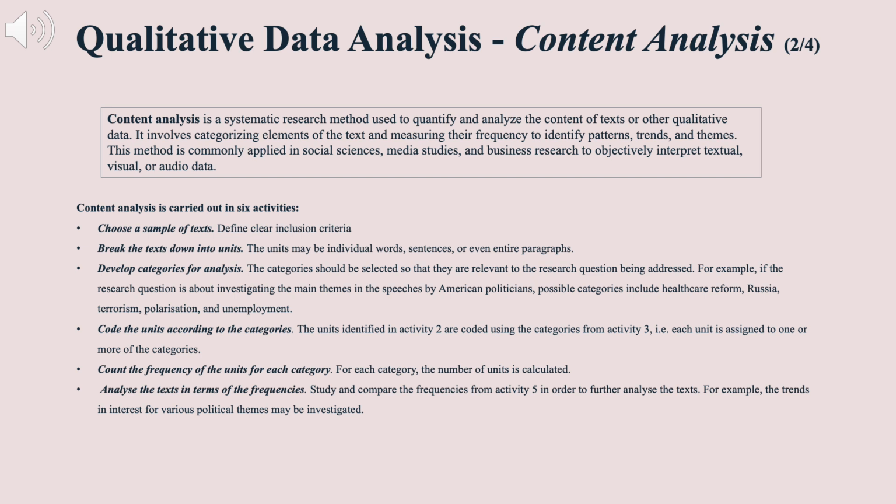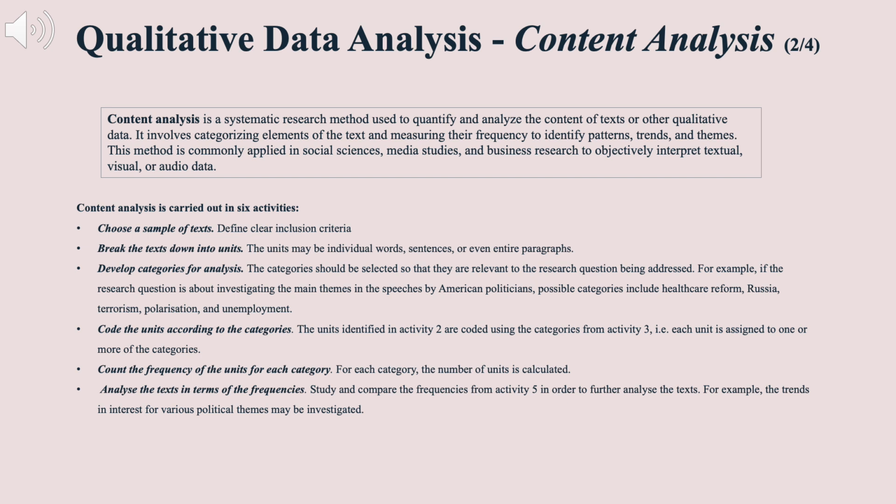1. Choose a sample of texts. The criterion for including texts in the sample should be made explicit. 2. Break the text down into units. The units may be individual words, sentences, or even entire paragraphs. 3. Develop categories for analysis. The categories should be selected so that they are relevant to the research question being addressed. For example, if the research question is about investigating the main themes in the speeches by American politicians, possible categories include healthcare reform, Russia, terrorism, polarization, and unemployment.